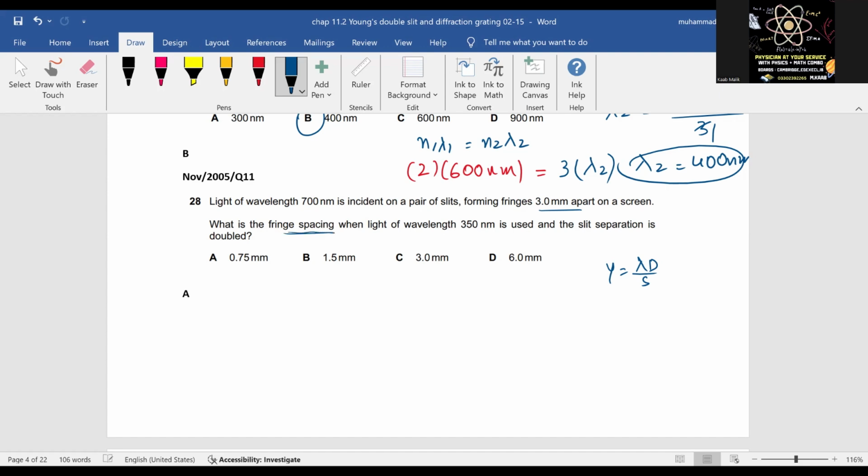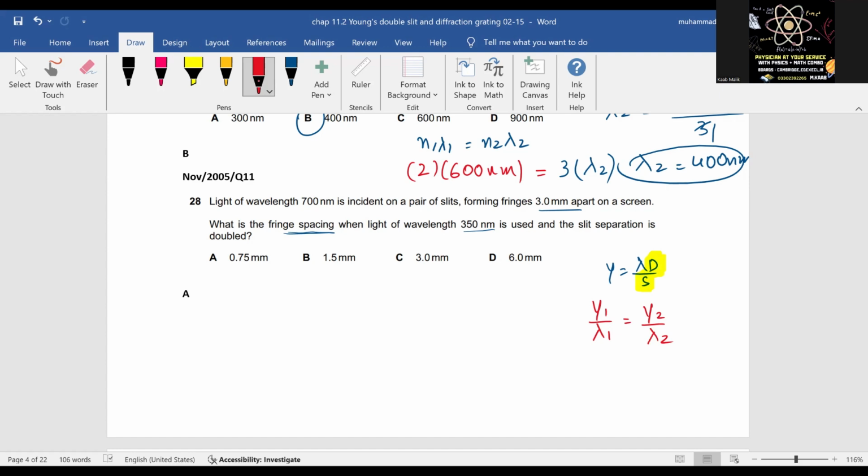They are changing the wavelength of the light. Okay, so the separation of the slit, this D and this S, is the same for both experiments, while you are using the 700 nanometer light or you are using 350 nanometer light. So we can say that y1 over lambda 1 is equal to y2 over lambda 2, and we can just do the cross multiplication.